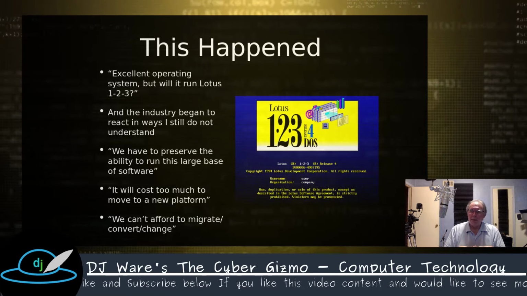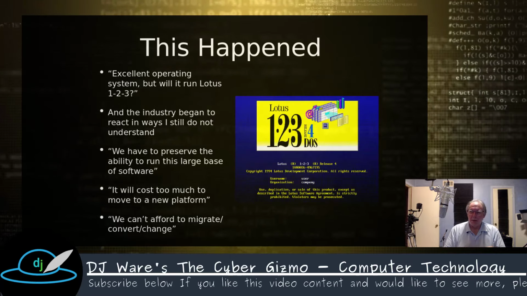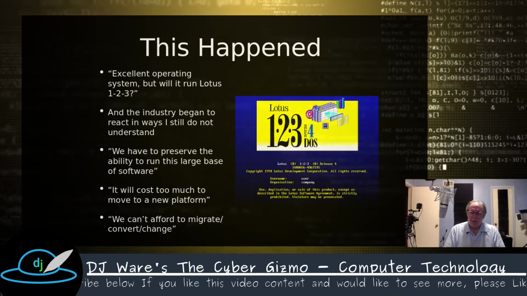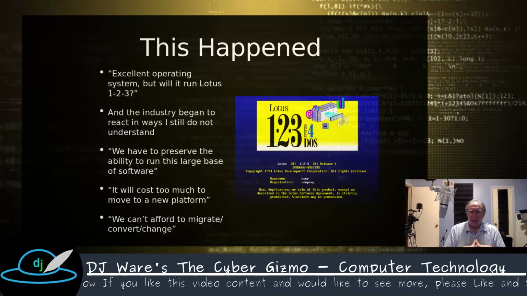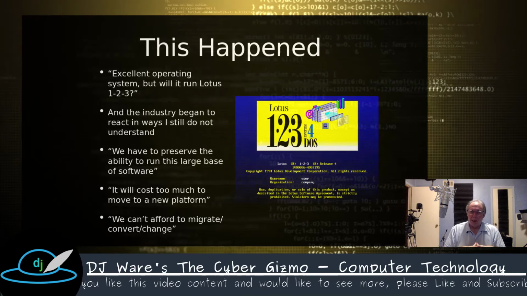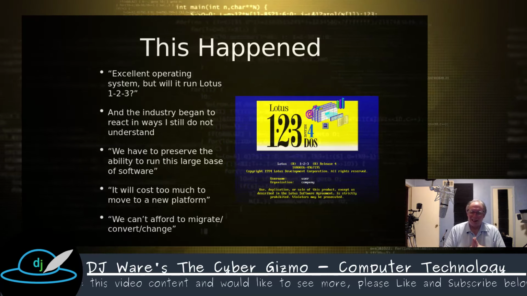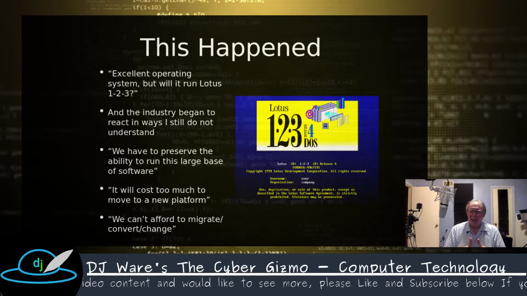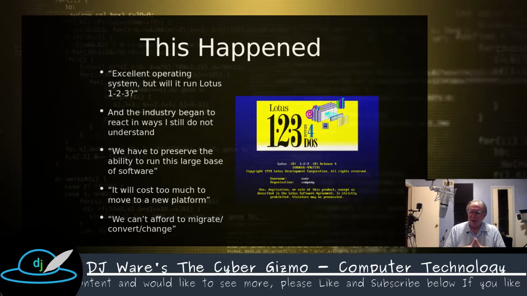Okay, how many people are running Lotus 1-2-3 right now? Probably not anybody. It's gone. It's dead. Even the company is gone and dead. They were bought up by IBM years and years ago.